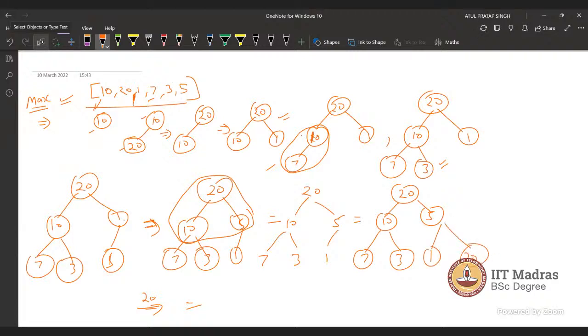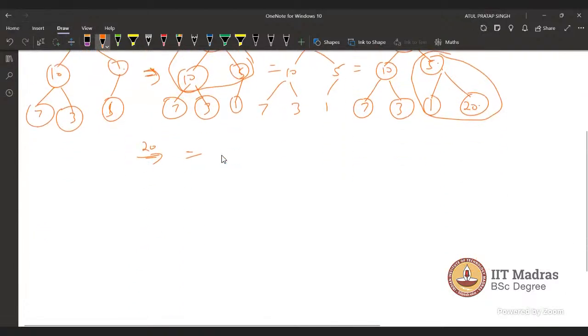Okay, so we will check who is the parent of this 20. So now this is the parent information. We will check who is the largest of all these 3 nodes. Now 20 is greater than 5. Okay, so we will swap this node once again.